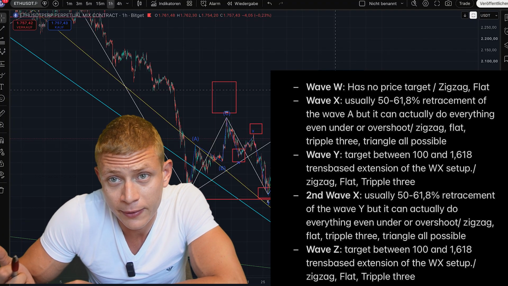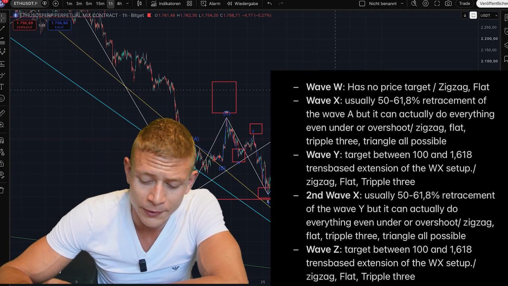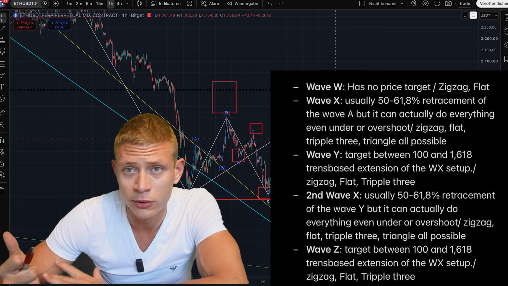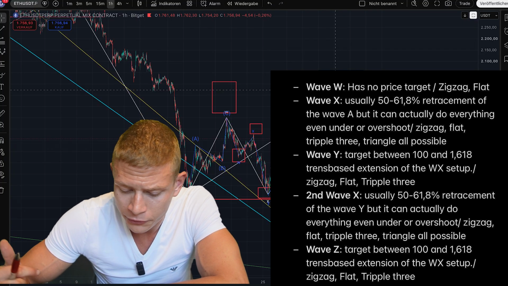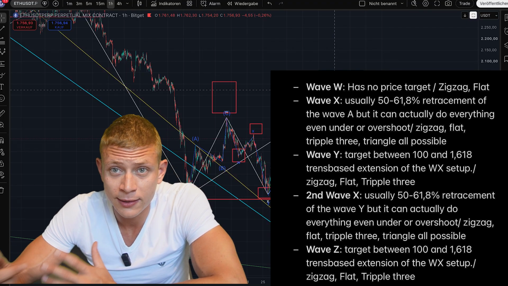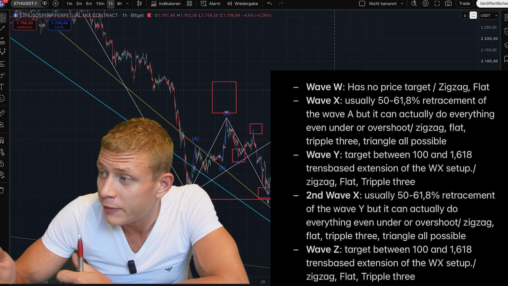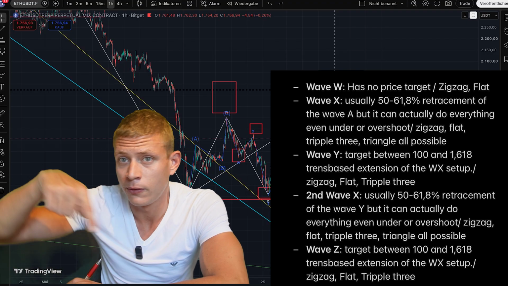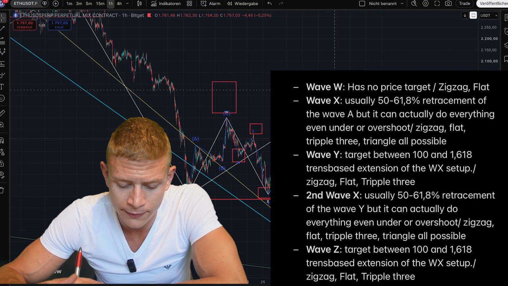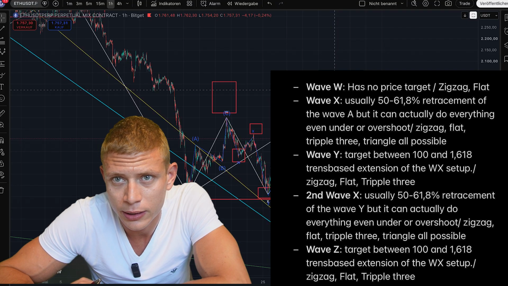The same thing repeats in the second X wave and in the wave set. Usually the second X wave goes between 50% and 61.8% retracement of the Y, but it can actually do everything, even overshoot. And it can be a zigzag, flat, triple three, triangle, all possible. It's as annoying as the first one. And the wave set, that's a wave you can again measure nicely just by taking the 100% extension of the W wave or the Y wave. You take the same measurement that we just did and you apply it on the last wave and it's done. It can be a zigzag, flat or triple three, and it must not be a triangle. It cannot end with a triangle, okay? Just know that.